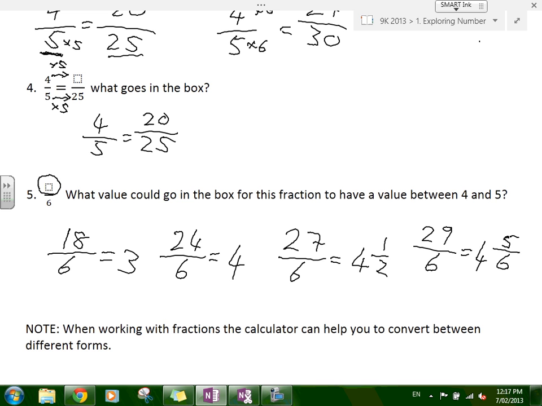And just a note here, you don't have to write this down, but when working with fractions, a calculator can help you to convert between different forms, between mixed numerals and improper fractions, and also between decimals and fractions. Like we went through, it's good to be familiar with how to use a calculator.